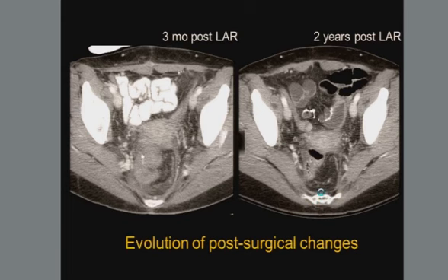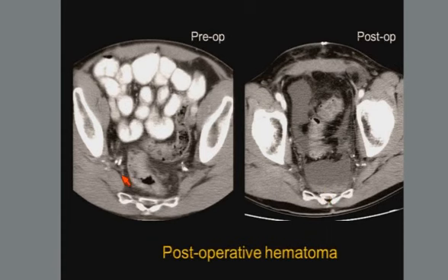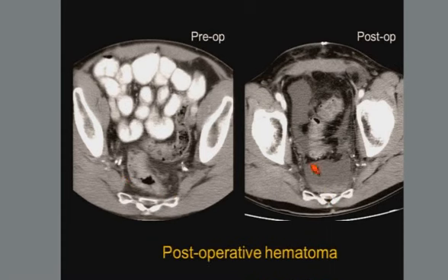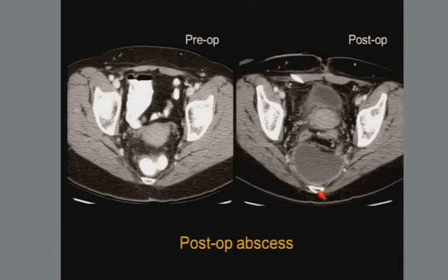Like I said, it may not change, but you don't want it to get worse over time. This is a patient with a post-op hematoma. You can see here preoperatively. Post-op, you've got fluid within the abdomen and pelvis, but you have a nice hematocrit level here that lets you know that this is hemorrhage. We see this in this space. We don't get particularly worried about it.